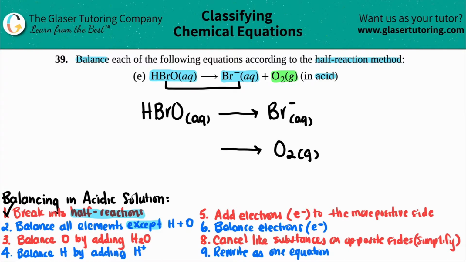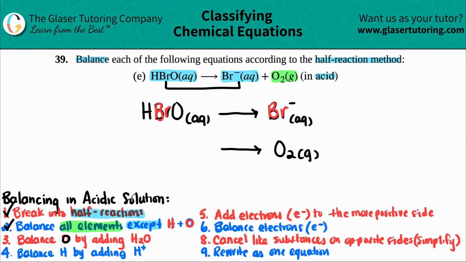The next step is to balance all of the elements except for hydrogen and except for oxygen. So don't look at hydrogen and oxygen here. Look at all the other elements. There's only one of them that I see. I only have a bromine on my top equation, right? But if I look at it, I have one bromine and I have one bromine. So that's already balanced. So this step is done. Now let's go to the third one.